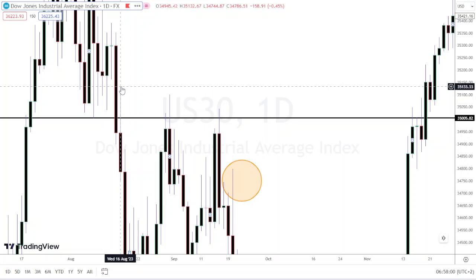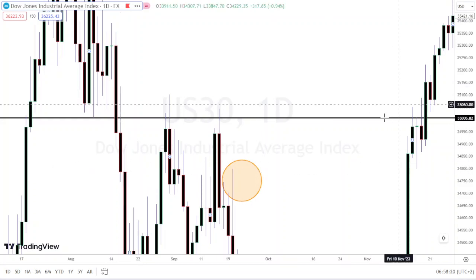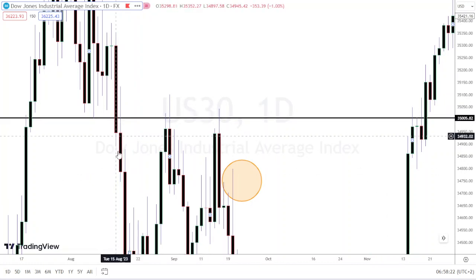I don't know if that's 130 points or whatever. I can't really count those points. I'm used to pips because I started in Forex years ago. So once price pushed to that point, what happened? As the day progressed, probably later in the New York session, price was pushed back down to 34,794. What happened? This level at 35,000 rejected price.